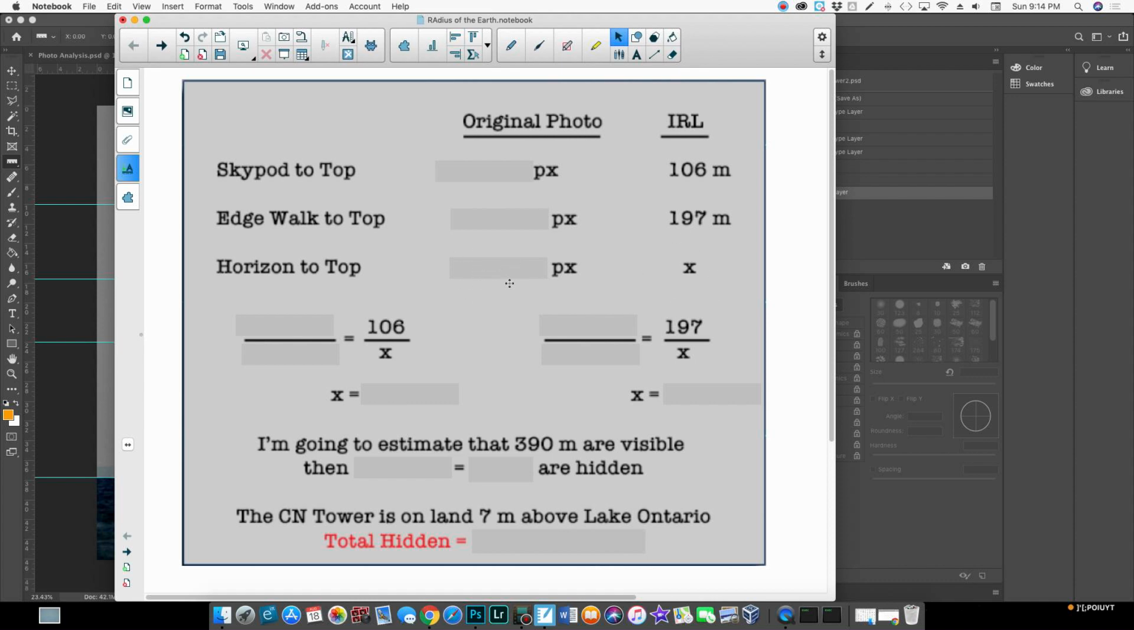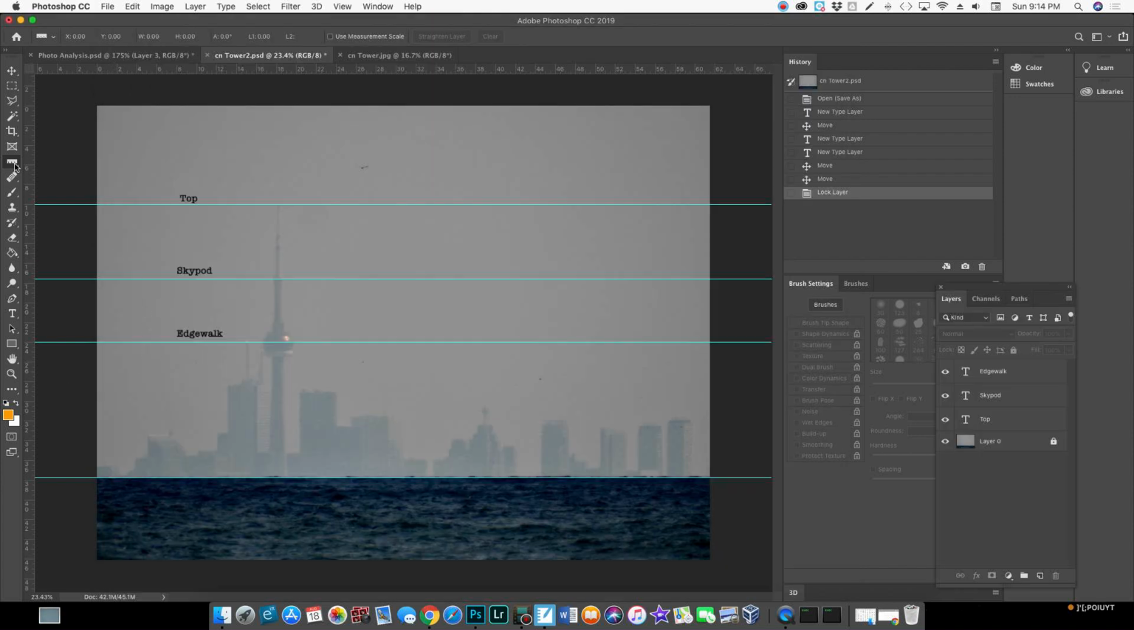So I can make that measurement in the picture, and then using the ratios that I come up with, I can figure out my real life measurement. So let's go make those measurements. Sky pod to the top. I'm going to take the ruler tool and measure. This is the sky pod, this little bulge in the middle of the antenna. So I'm going to measure sky pod to the top, and that gives me 543.09.